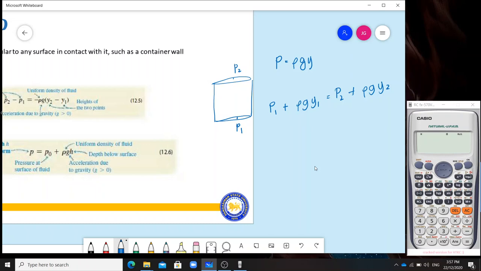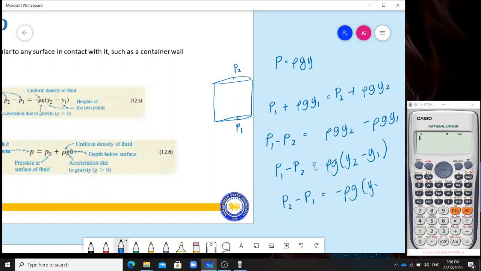Okay. So, kapag nilipat natin to sa kabila, magiging P1 minus P2 is equivalent to rho g y2 minus rho g y1. Okay? And then, P1 minus P2 is equivalent to rho g (y2 minus y1). Okay? Pero ito kasi P2 minus P1 yung given niya. So, pag binaliktad natin to P2 minus P1, ito ay magiging negative rho g (y2 minus y1). Okay? So, ganun lang siya.